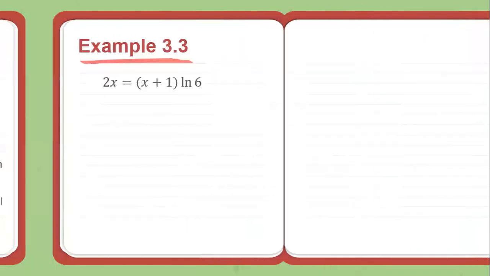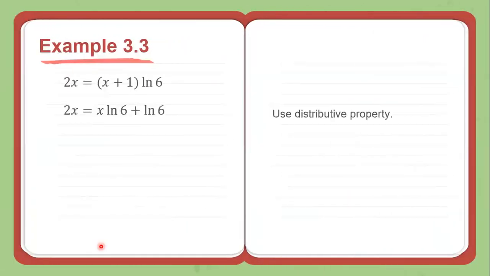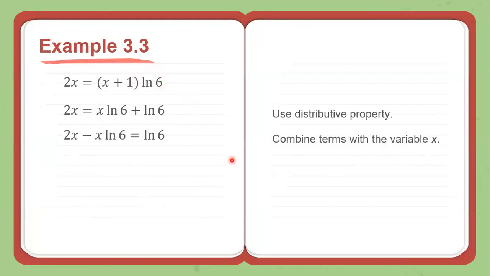Then we can perform the distributive property on the right side of the equation to give us x times the natural logarithm of 6 plus the natural logarithm of 6, because this is just 1 times the natural logarithm of 6. Then, combine similar terms with the variable x, giving us 2x minus x times the natural logarithm of 6 is equal to the natural logarithm of 6.